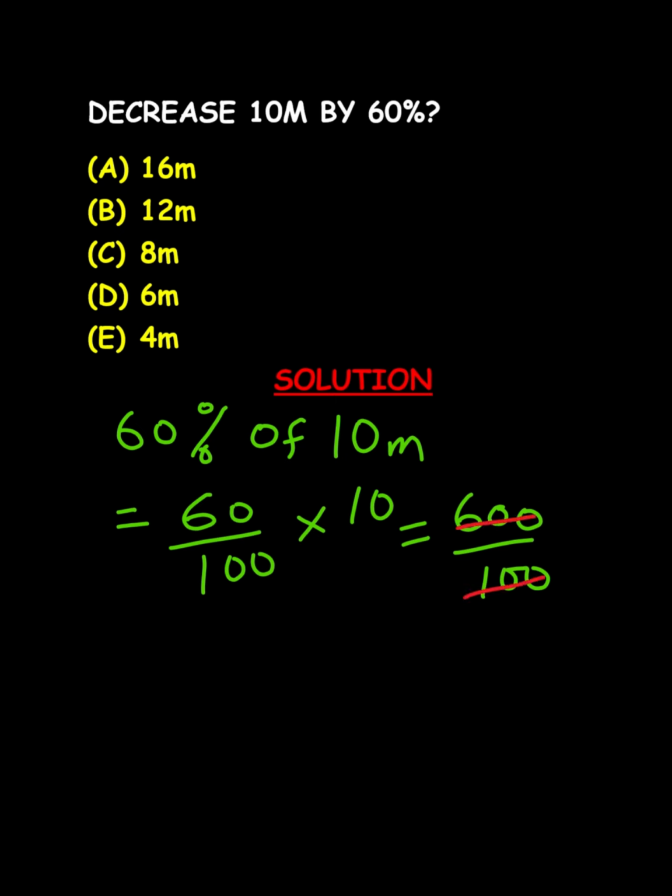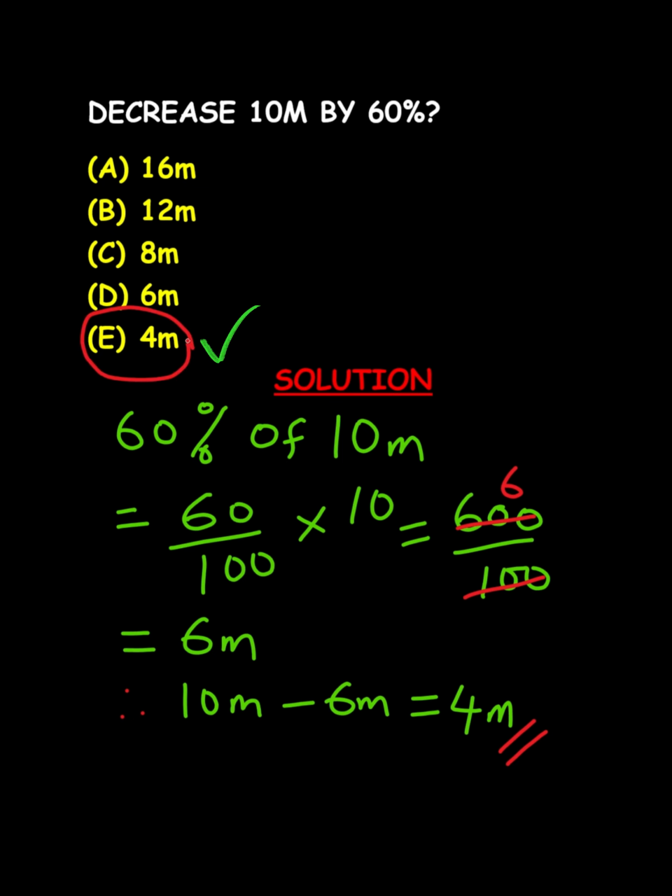600 divided by 100 gives 6. Then, 60% of 10 meters equals 6 meters. Therefore, to decrease 10 meters by 60% will be 10 meters minus 6 meters equals 4 meters. The correct answer is E.